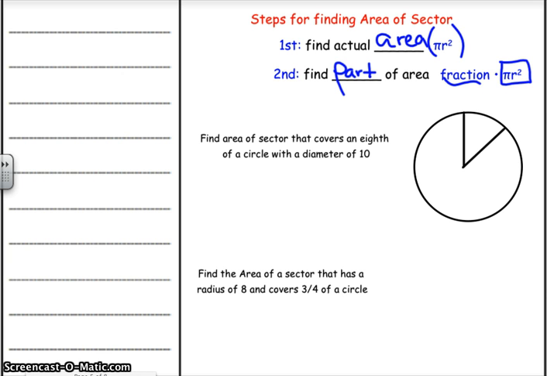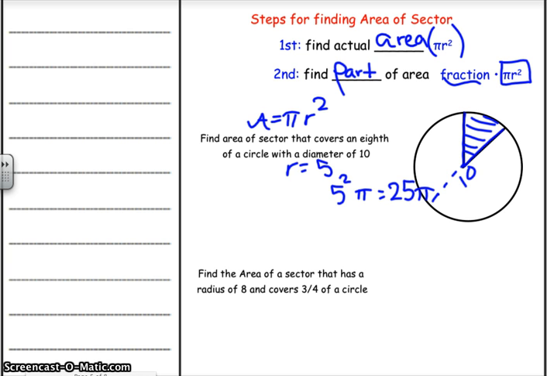So we're going to find the area of a sector that covers an eighth of a circle that has a diameter of 10. So this to me looks like the drawing. I cover an eighth of the whole circle. And if my diameter is 10, I need to know my radius for area. Area is equal to pi r squared. So my radius is what? 5, yeah? So then my whole area is 5 squared pi, which is 25 pi.